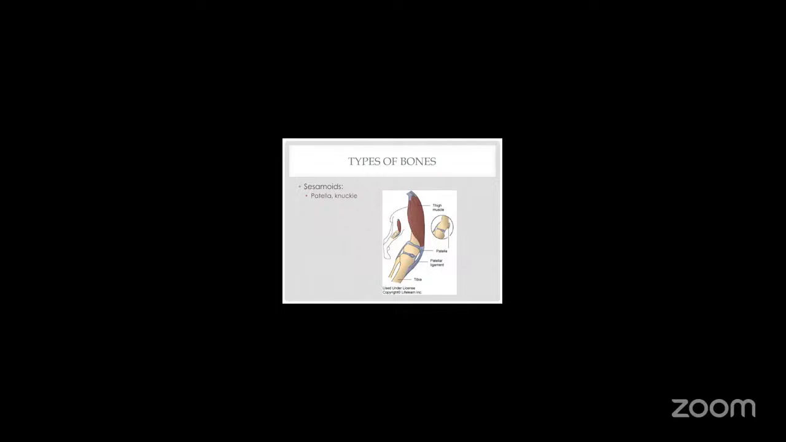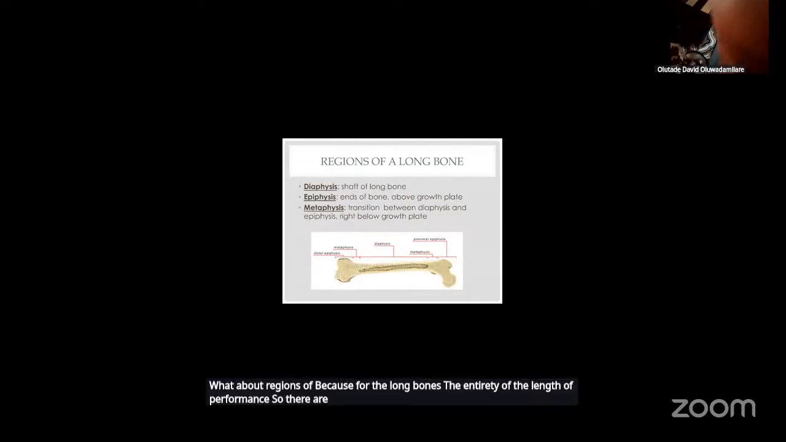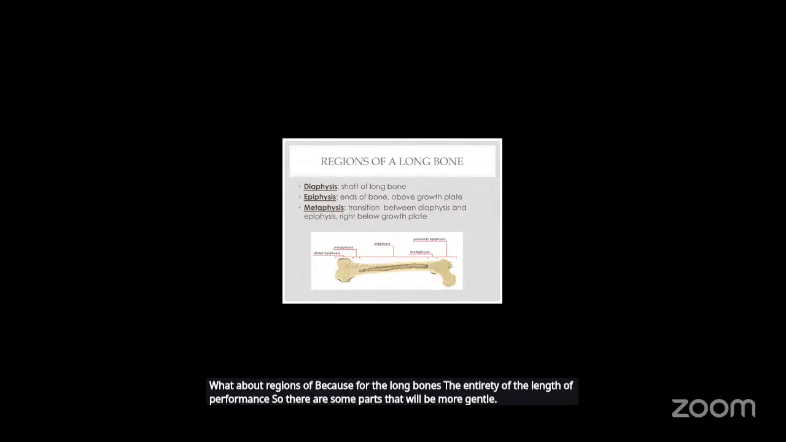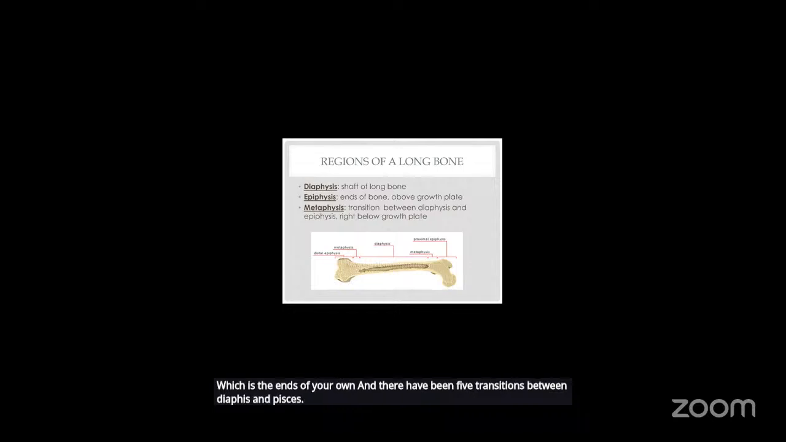Then what about regions of the bone? For the long bones, the entirety of the length of the bone is not symmetric. So there are some parts that will be denser than others. For instance, the diaphysis, which is the shaft of the long bone, the epiphysis, which is the ends of the bone, and then the metaphysis, which is the transition between diaphysis and epiphysis. And you can see some of the details on the diagram.